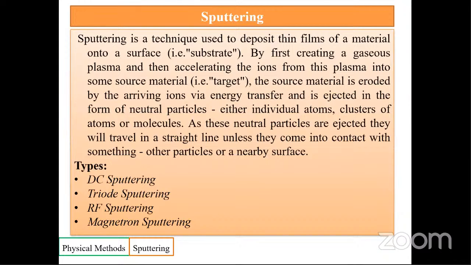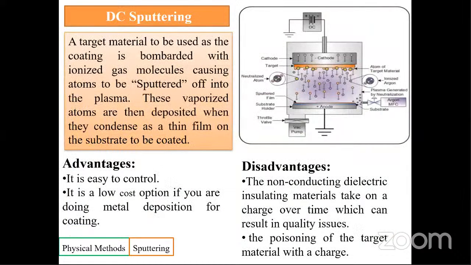So then the next one is the sputtering category, and all of us know that under the sputtering category there are basically 4 types of sputtering techniques. One is DC sputtering, then triode sputtering, RF sputtering, and magnetron sputtering. I will go quickly through them.